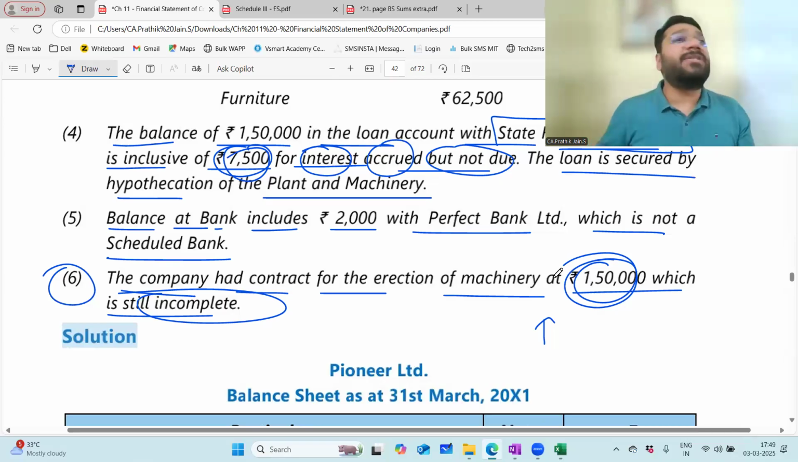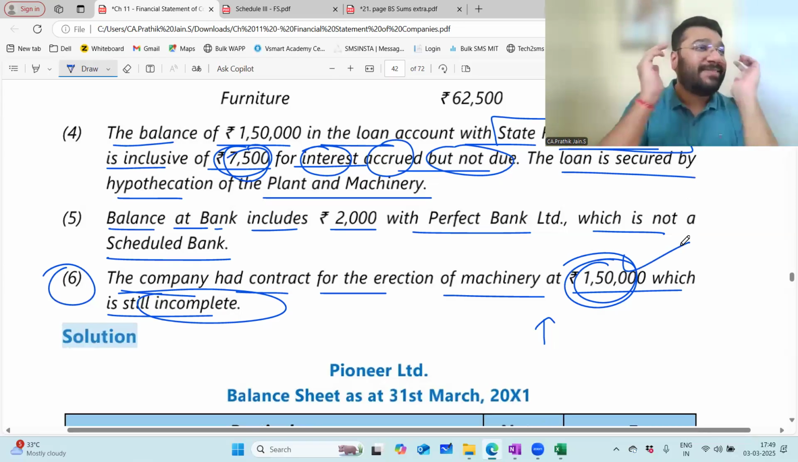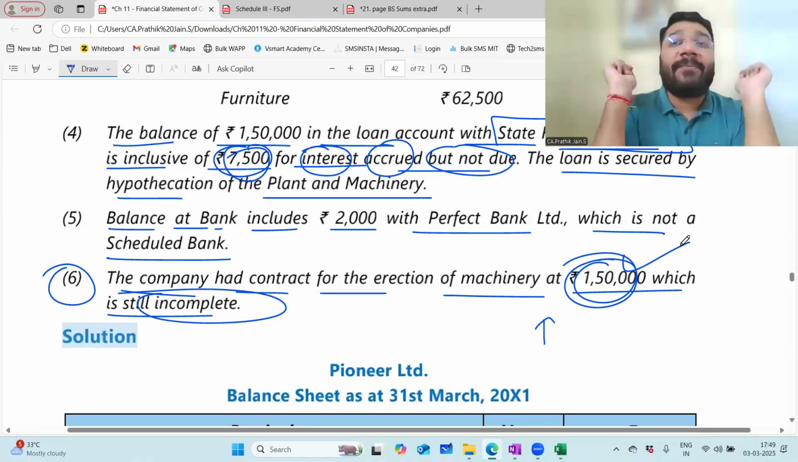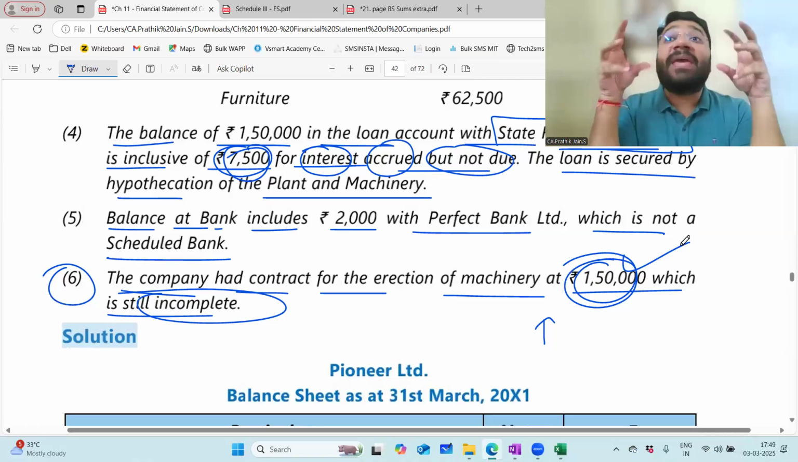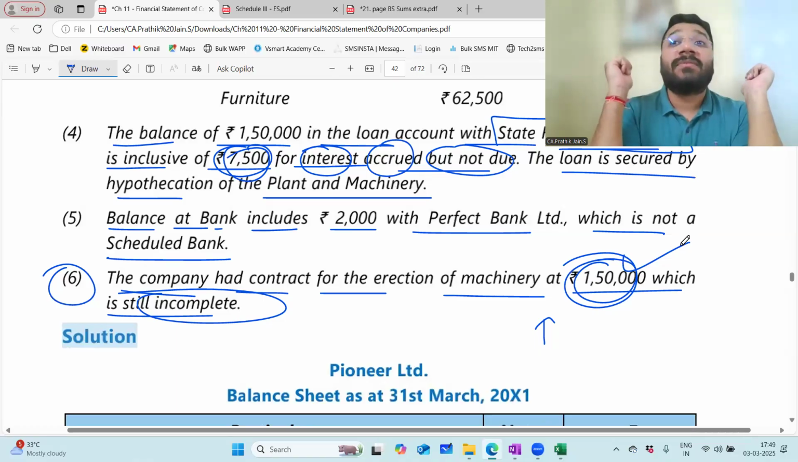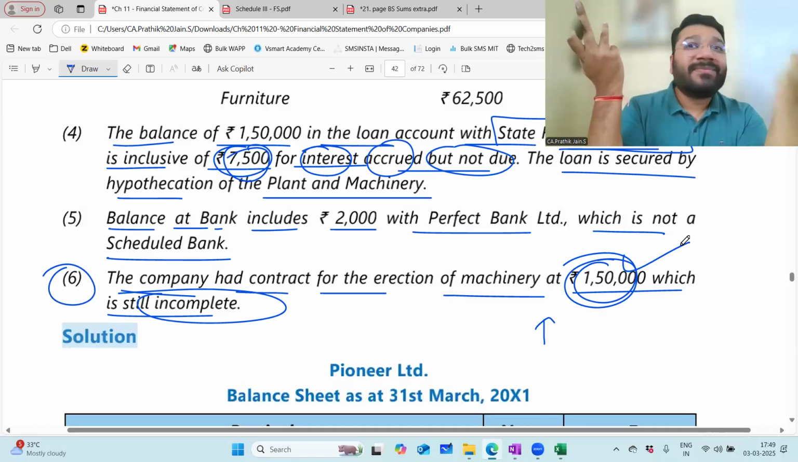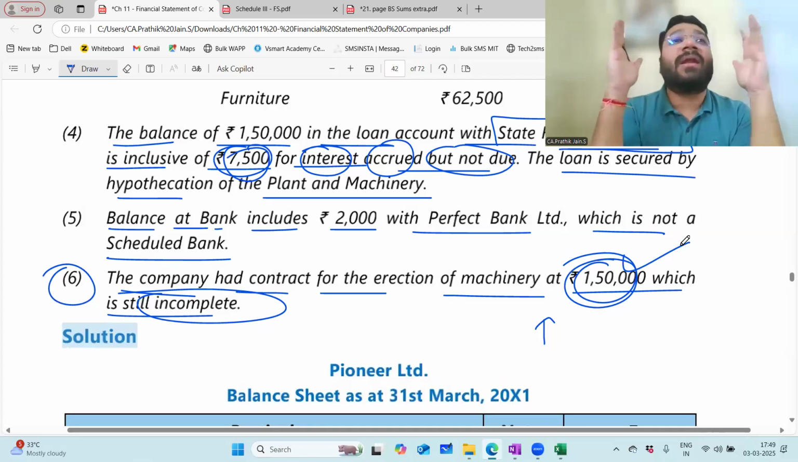You can say this is a contingent liability. Why? Because I will pay this 1,50,000 rupees in future if the erection is done, otherwise not. So is this a transaction which I am supposed to record in the books of accounts? Is there any transaction here? There's no transaction here. Hence, this will be a pure disclosure requirement.